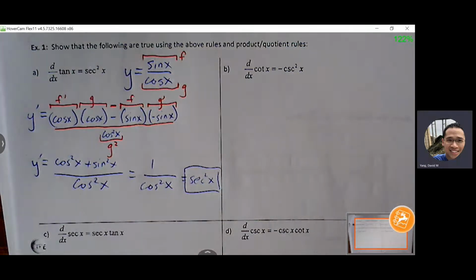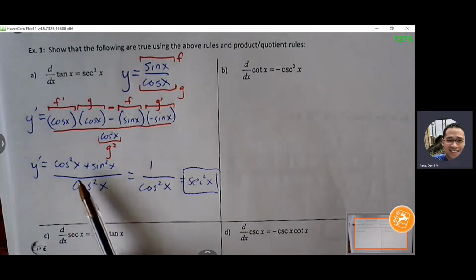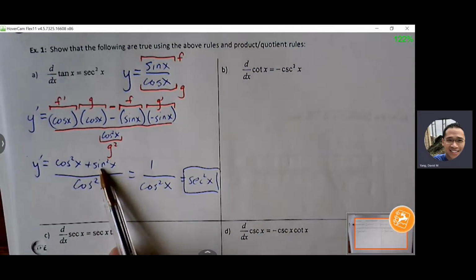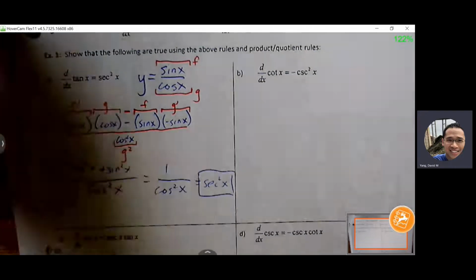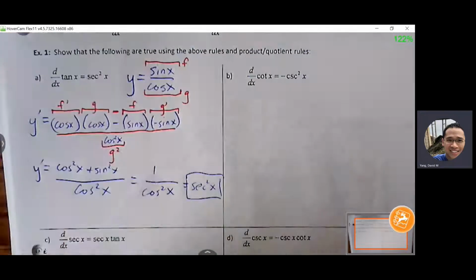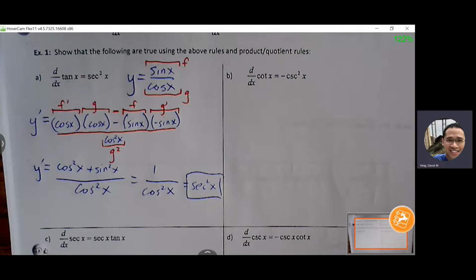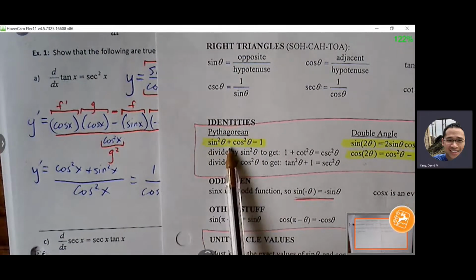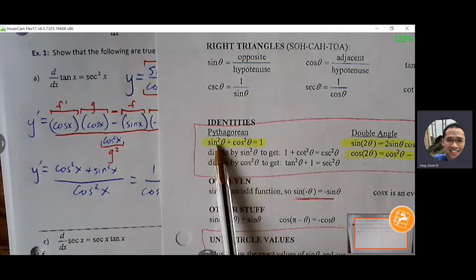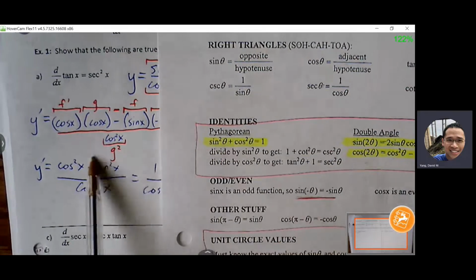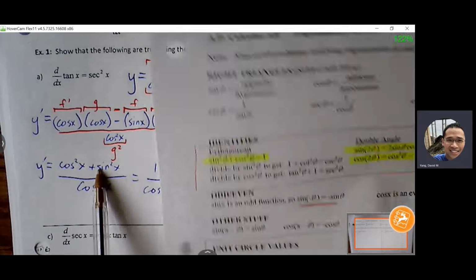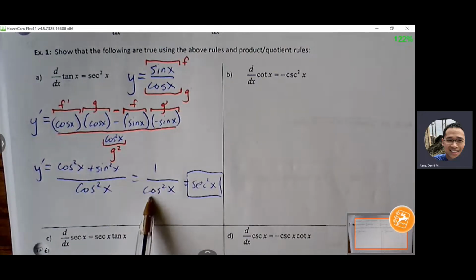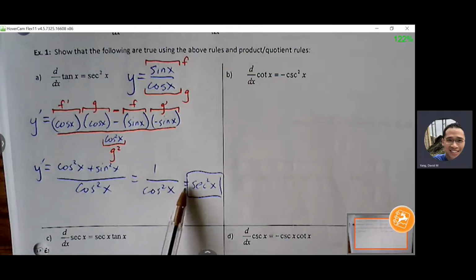Real quick, how did you get to 1 from right there? Right, if we look on the identity sheets, we have a Pythagorean identity that says sine squared plus cosine squared equals 1. That allows the numerator to completely clean up. And then once I have 1 over cosine squared, the reciprocal identity says 1 over cosine is secant, so it's secant squared.